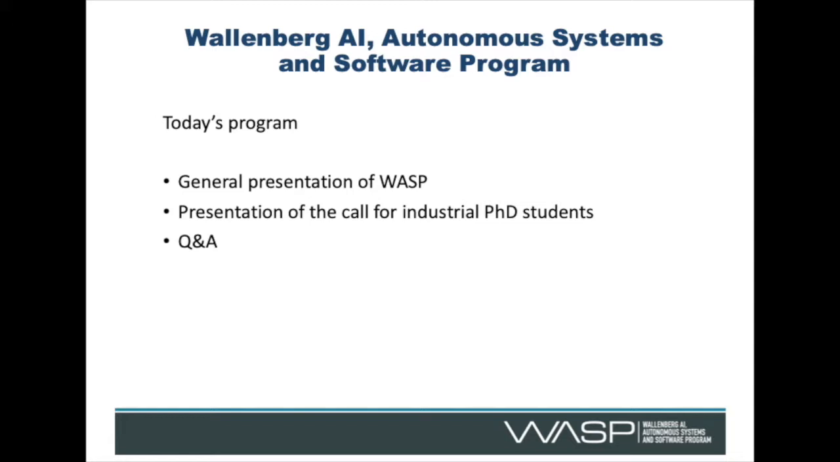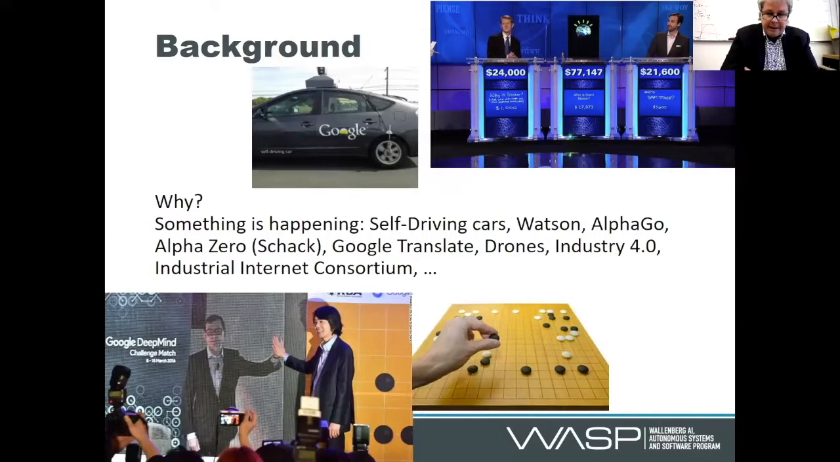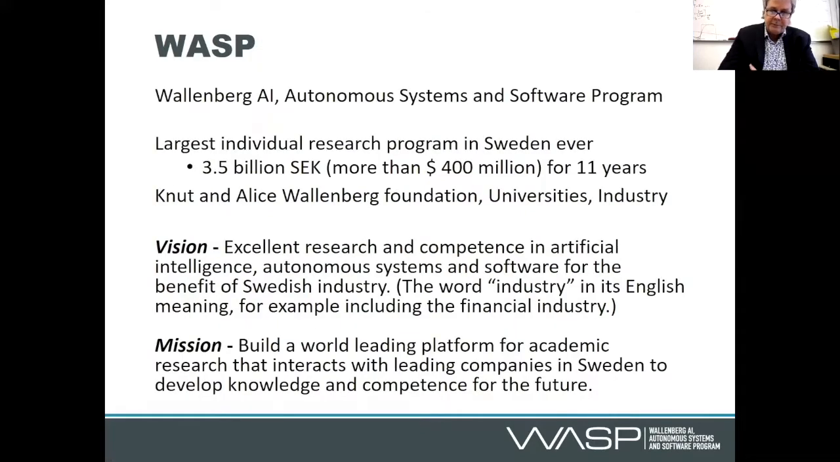In my presentation, I'll first give a general overview of WASP, and then I will present the current call for industrial PhD students. The background behind WASP was that around 5-6 years ago, the Knut and Alice Wallenberg Foundation and the Wallenberg family realized that there was a lot happening related to autonomous systems, self-driving cars, AI, machine learning, Go, AlphaZero, drones, and so on. They felt that Sweden was running a risk of lagging behind. So they felt that a strategic initiative was needed in order to increase the competence level, both in Swedish universities and in Swedish industry. And that was the reason why WASP was created.